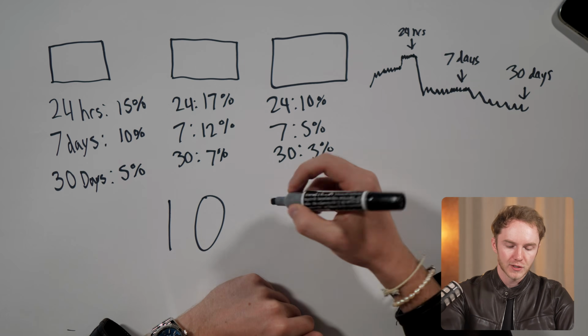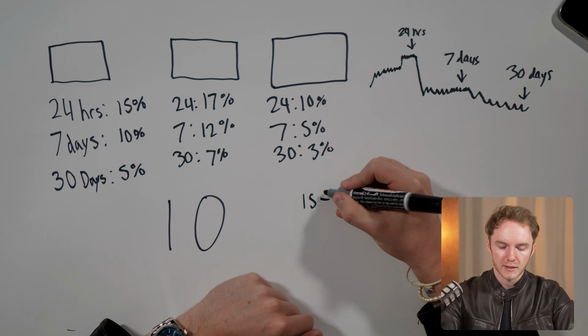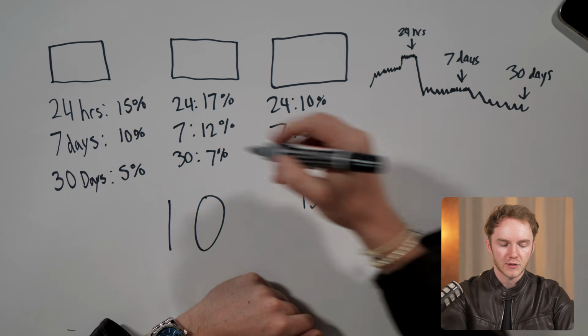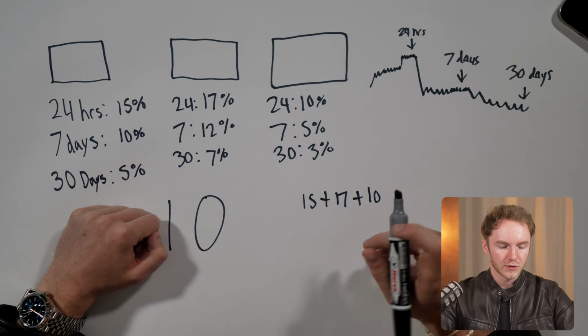So we have the 15% on the 24 hours. So we have 15 plus 17 plus 10, right? So 15, 17, 10. And then what we want to do is look at the 7 day.